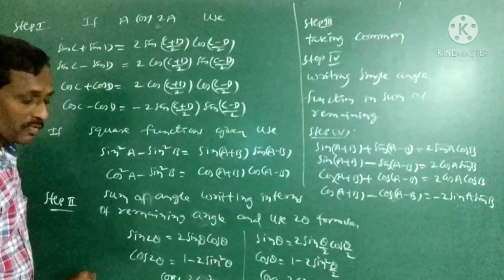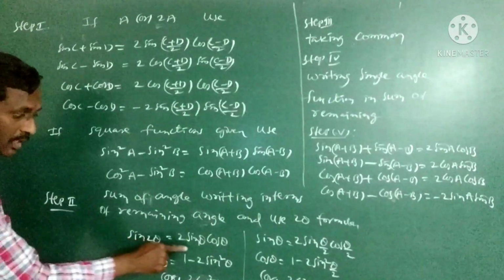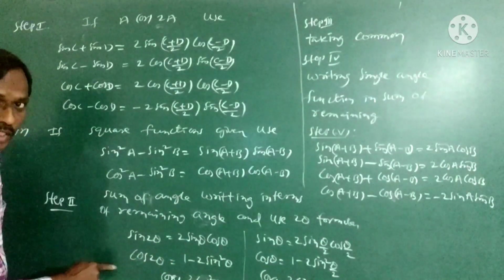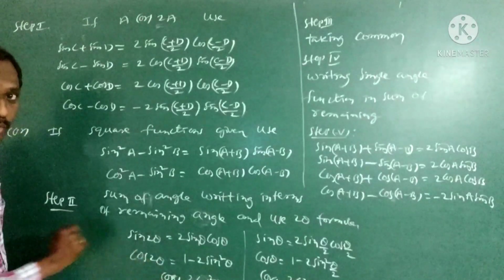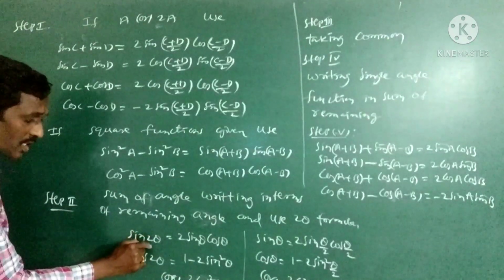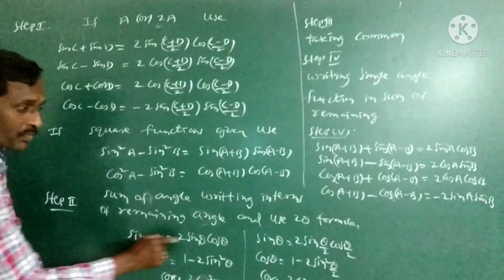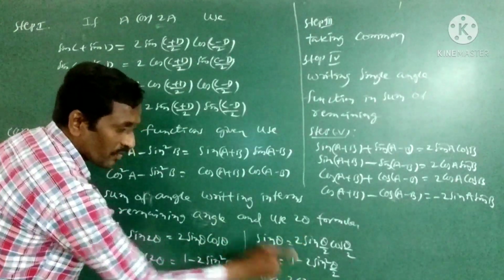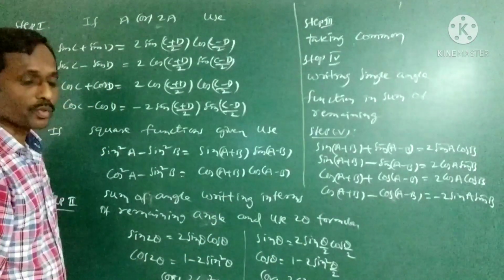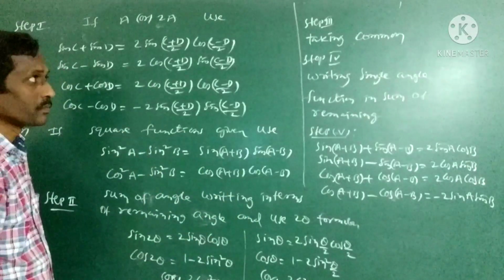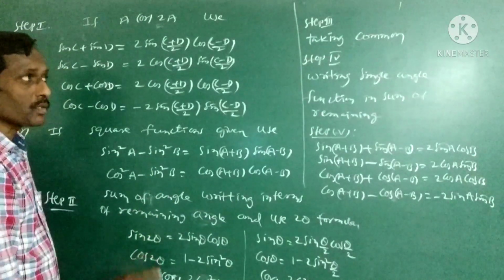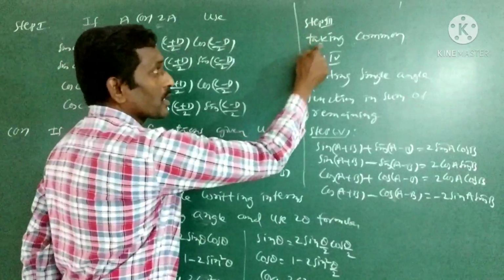So what are the formulas we have? Sin 2 theta formula, 2 sin theta cos theta, and cos 2 theta formula. We are going to use these 2. So if it is theta, 2 theta, it is okay. If it is a theta, then these are the formulas we are going to use. So that step is over. Now coming to the next step, we have to take the common.